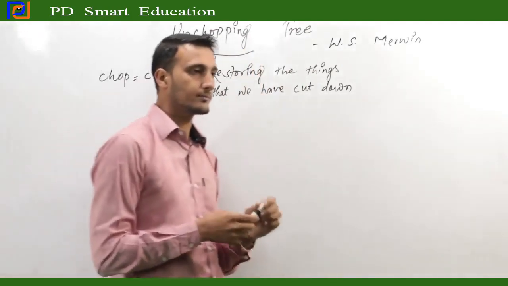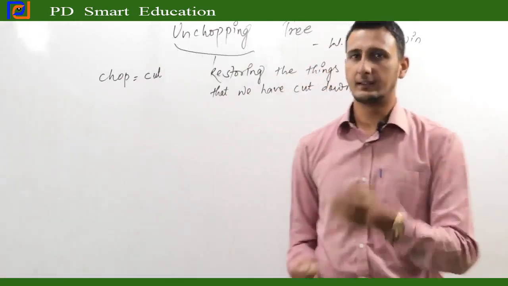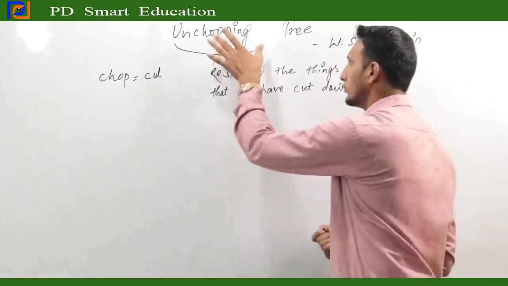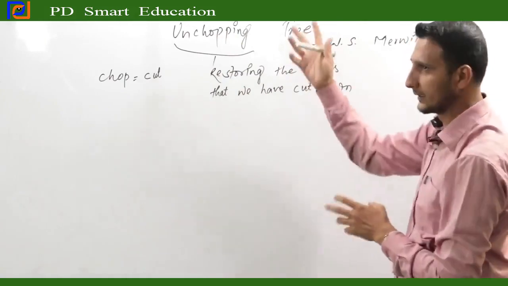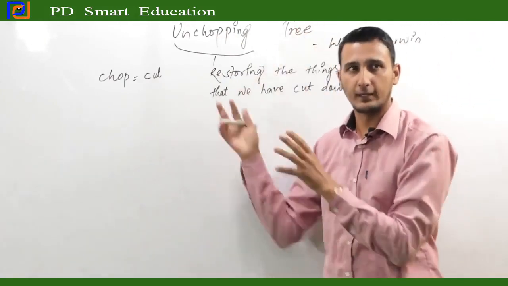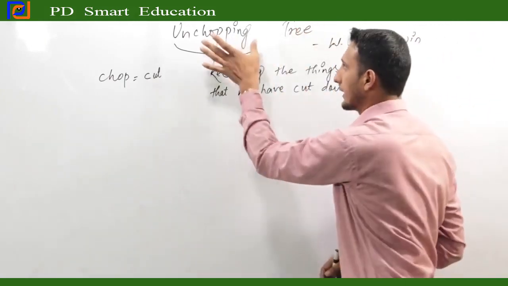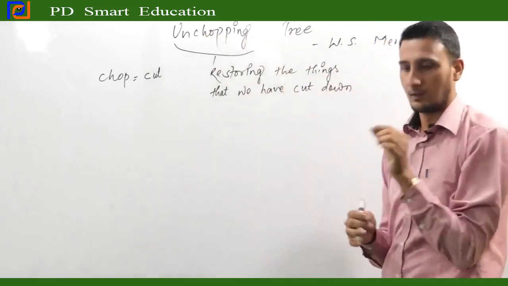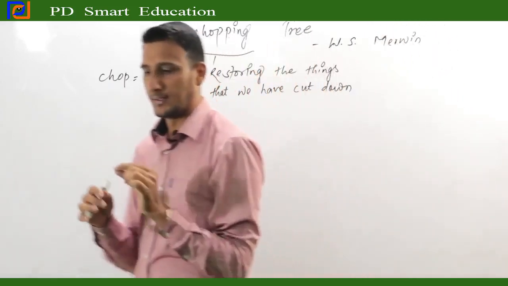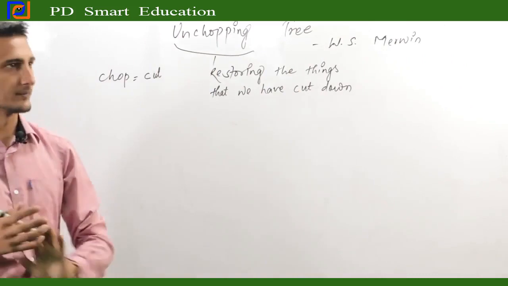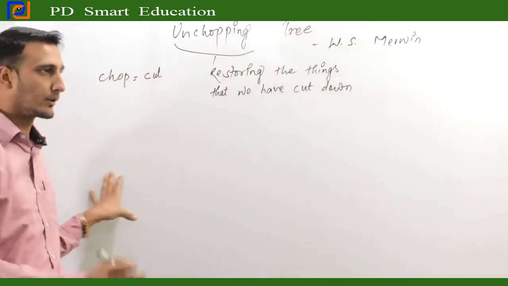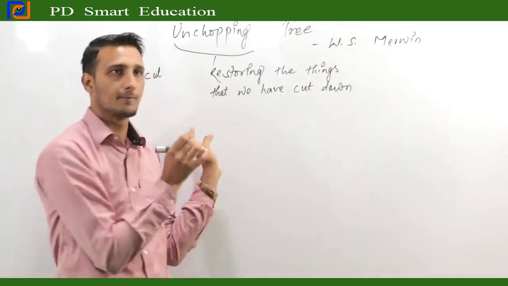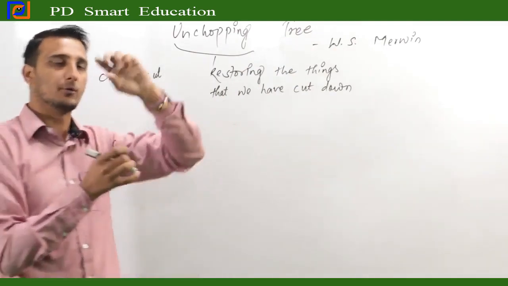So it seems practically impossible to unchop a tree. So W.S. Merwin here in this whole essay focuses on unchopping a tree. A tree is cut down, it is lying down on the ground. An essayist is suggesting his readers to unchop that tree, to bring it into its original form.